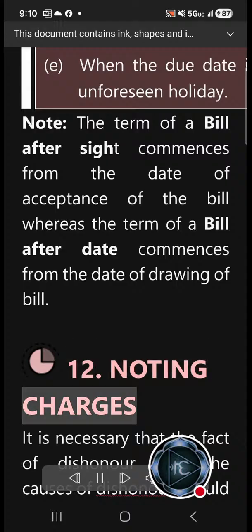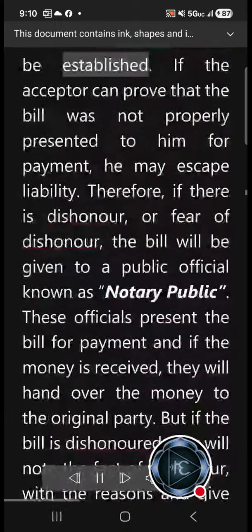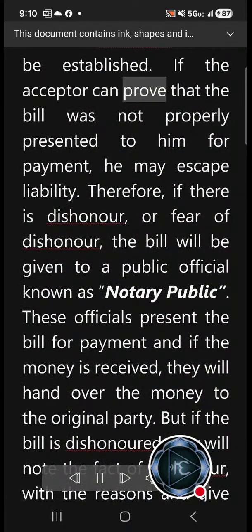12. Noting charges. It is necessary that the fact of dishonor and the causes of dishonor should be established. If the acceptor can prove that the bill was not properly presented to him for payment, he may escape liability. Therefore, if there is dishonor or fear of dishonor, the bill will be given to a public official known as notary public.